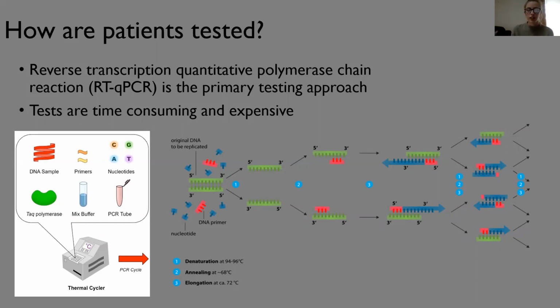Are there any questions on this before I go on? Can you just talk about the 3 points at the bottom, the denaturation, the annealing, what that means?